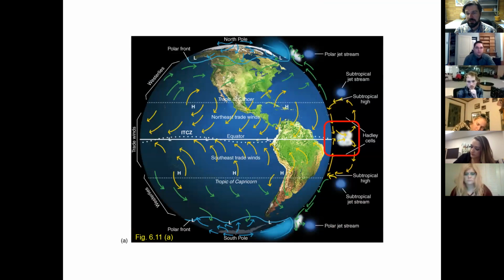So that's this right here. Can you see that red square around the Hadley cells? Yep, good. So that's what's happening right there in that piece of the Hadley cell circulation pattern.